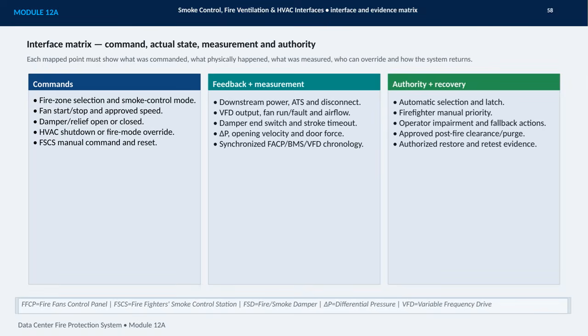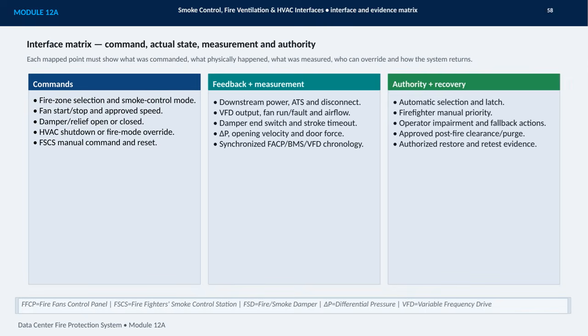The central idea is that every mapped point must connect 4 questions. What was commanded, what physically happened, what was measured, and who had authority to override or restore the system. The evidence must show the complete chain from command to verified outcome.